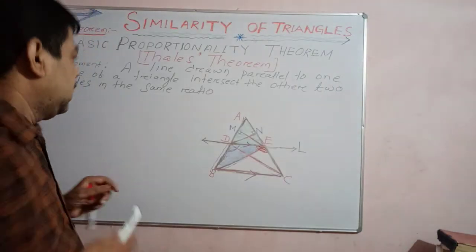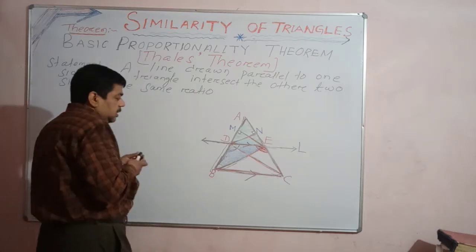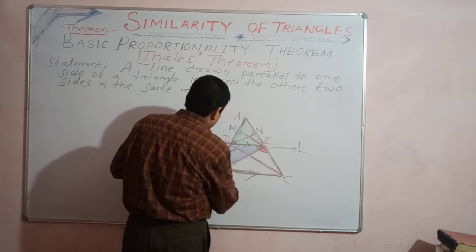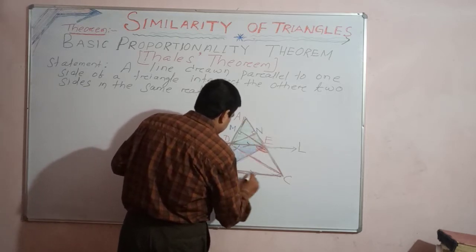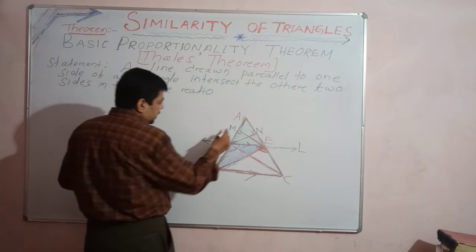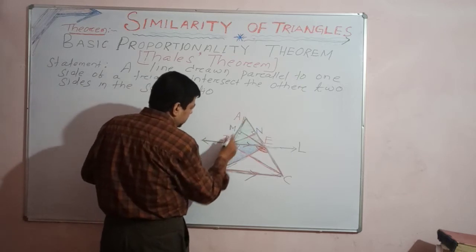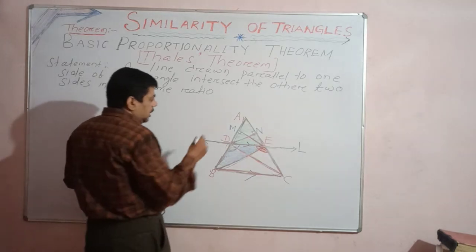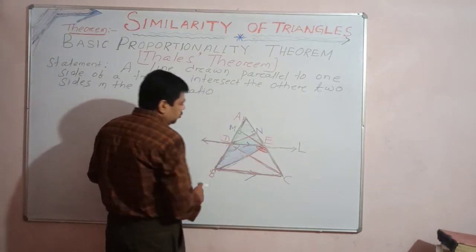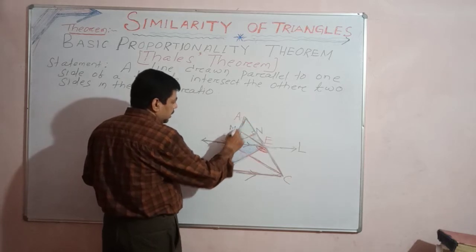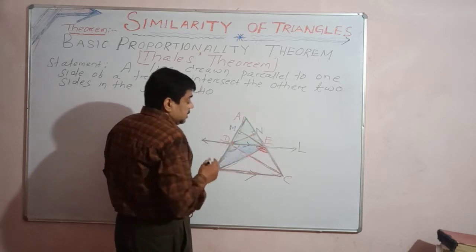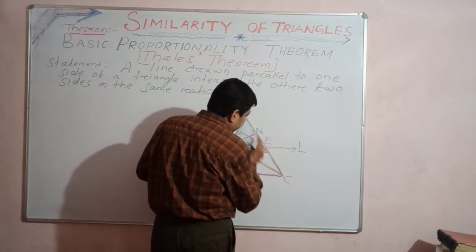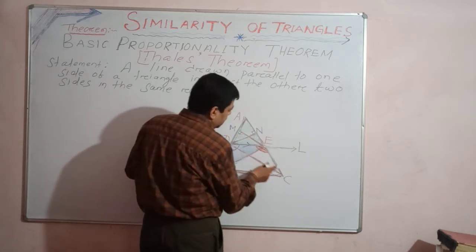Let us see now, in front of you, ABC is a triangle and the line L is drawn parallel to BC, which intersects the line segment AB at the point D and AC at the point E. The line L divides AB into two parts: one part is AD, the other part is BD. Similarly, the line L divides the line segment AC into two parts: one part is AE, the other part is CE.